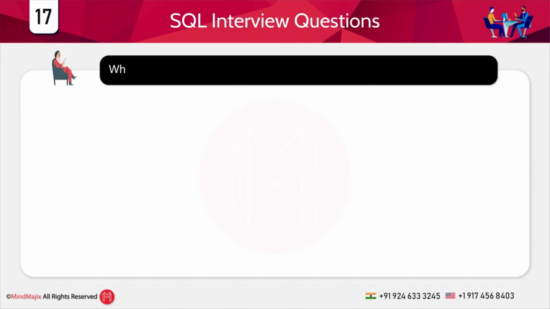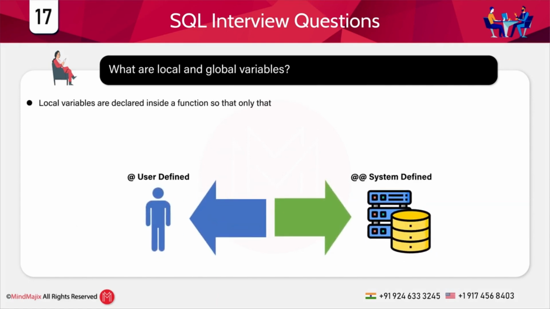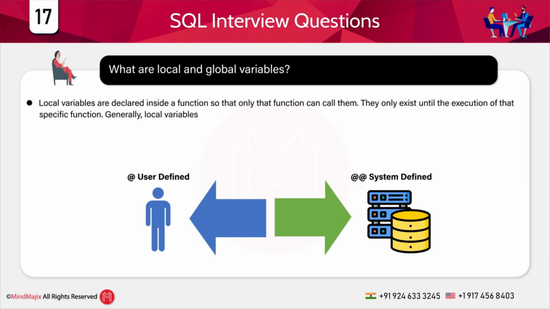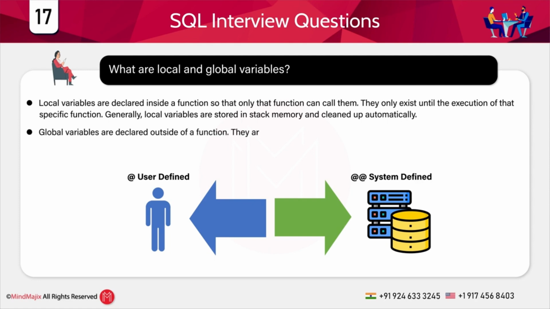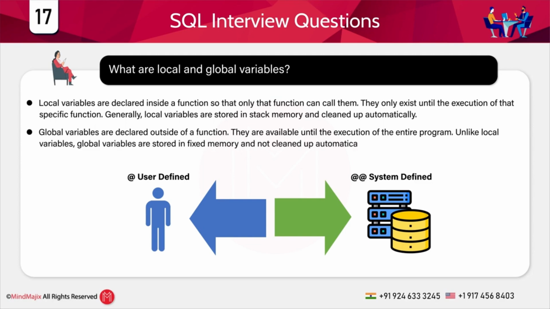The next question is, what are local and global variables? Local variables are declared inside a function so that only that function can call them. They only exist until the execution of that specific function. Generally, local variables are stored in stack memory and cleaned up automatically. Now if you talk about global variables, they are declared outside of a function. They are available until the execution of the entire program. Unlike local variables, global variables are stored in fixed memory and not cleaned up automatically.